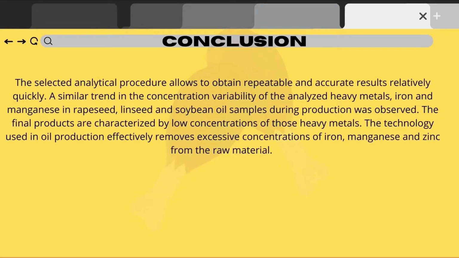Conclusion: the selected analytical procedure allows us to obtain repeatable and accurate results relatively quickly. A similar trend in the concentration variability of the analyzed heavy metals, iron and manganese, in rapeseed, linseed, and soybean oil samples during production was observed. The final products are characterized by low concentrations of those heavy metals. The technology used in oil production effectively removes excessive concentrations of iron, manganese, and zinc from the raw material.